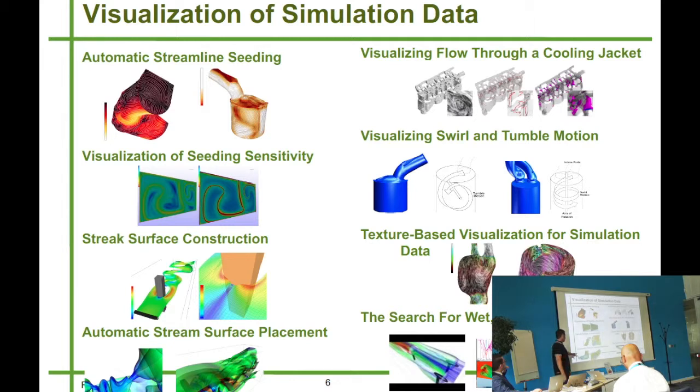We also worked on automatic stream surface placement. Ben showed us some nice stream surfaces in his talk. Stream surfaces are the next higher dimensional equivalent to streamlines. Streamlines are curves that are tangent to the flow, while stream surfaces are surfaces, 2D manifolds that are always tangent to the flow. And we developed algorithms that place them automatically in space.